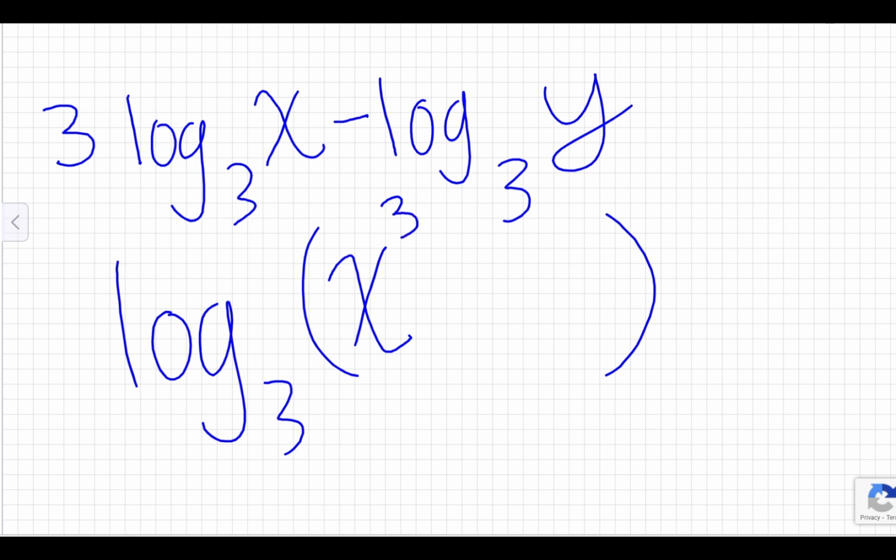Since y doesn't have any exponents, we just put a division right here, because minus is associated with division, and we put y like that, or y to the 1, it doesn't really matter. You can also write it like this.